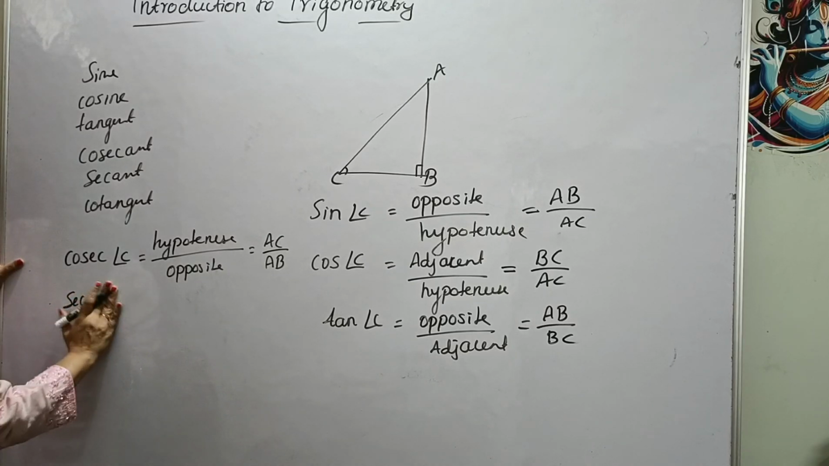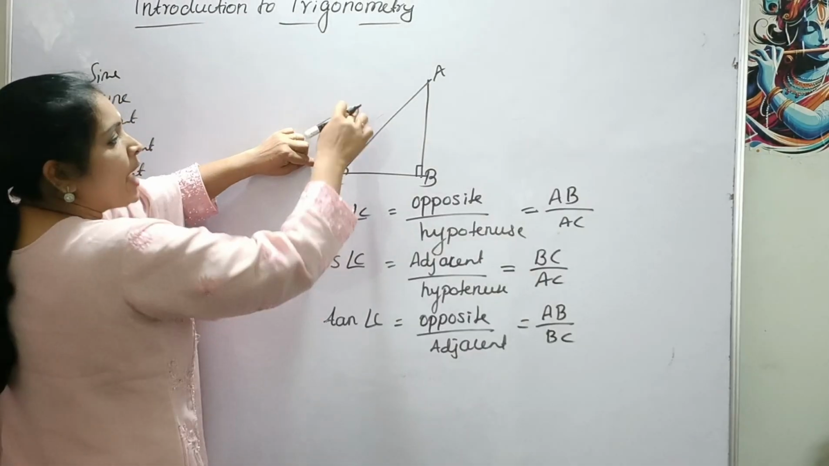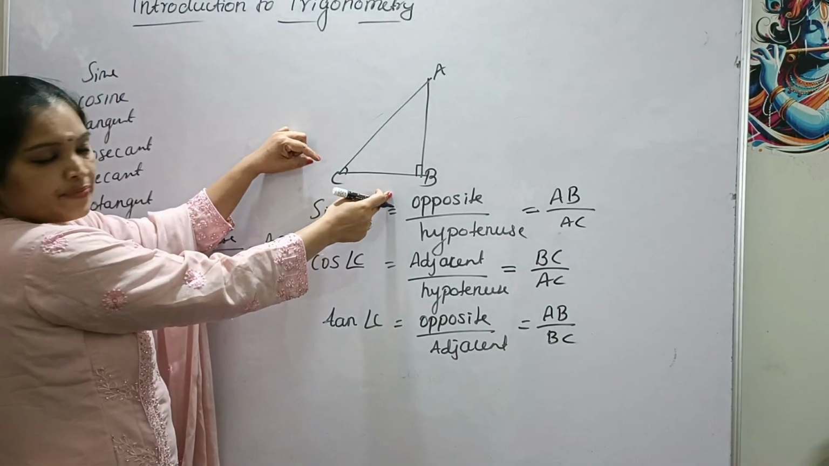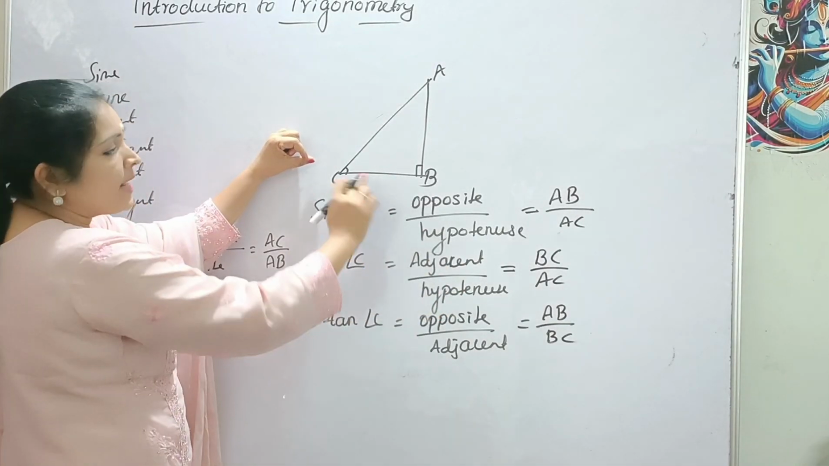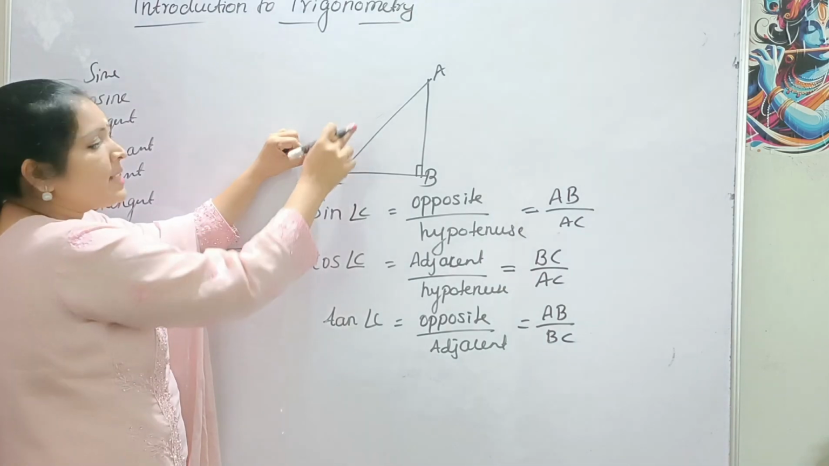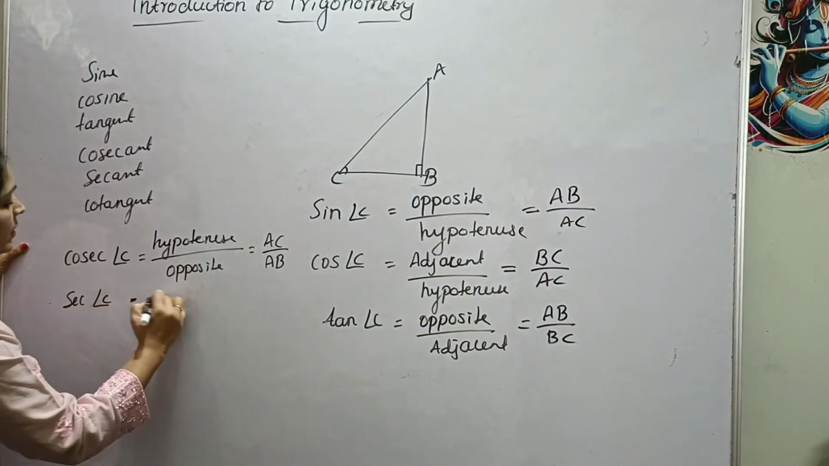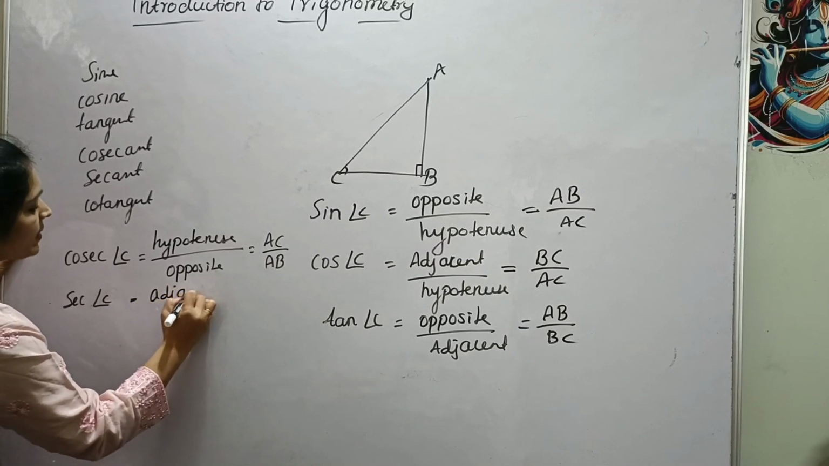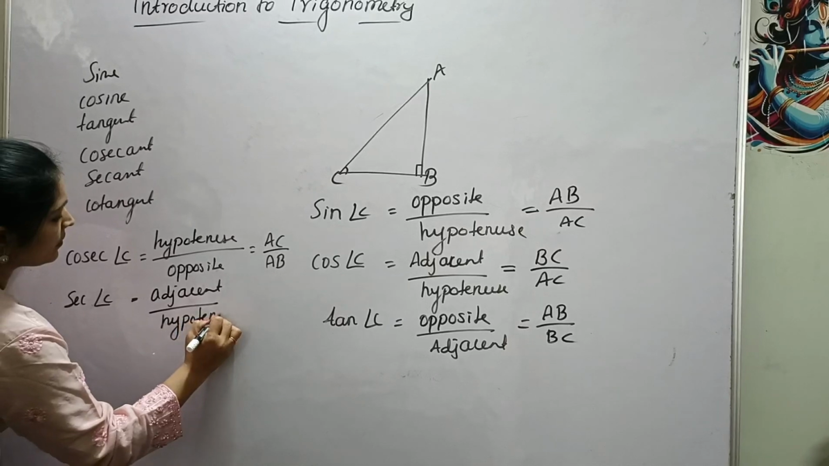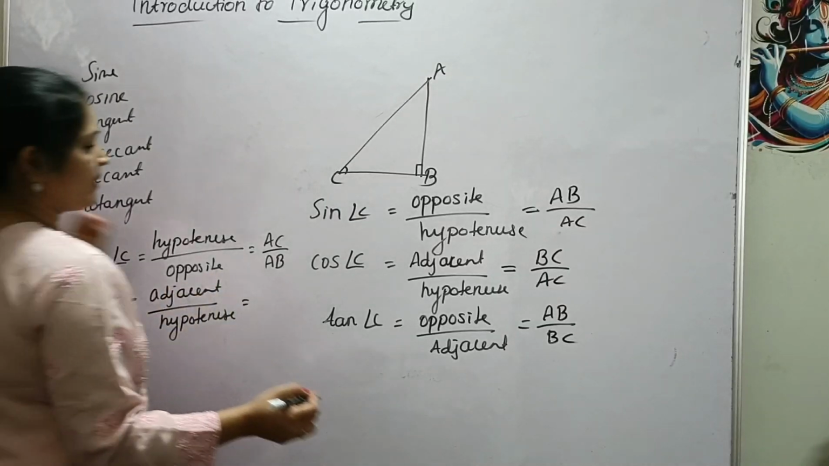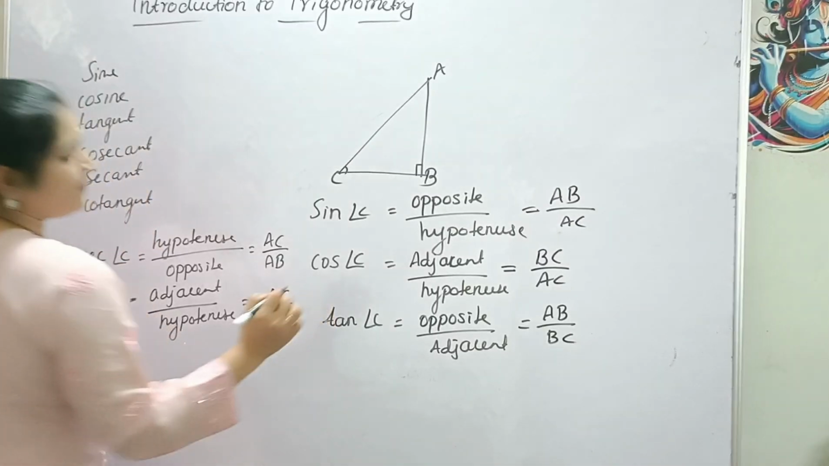Next, secant. Secant, we can write it as sec. Sec C is hypotenuse divided by adjacent. What about cos? Cos is adjacent by hypotenuse. Sec is hypotenuse divided by adjacent. That is AC divided by BC.